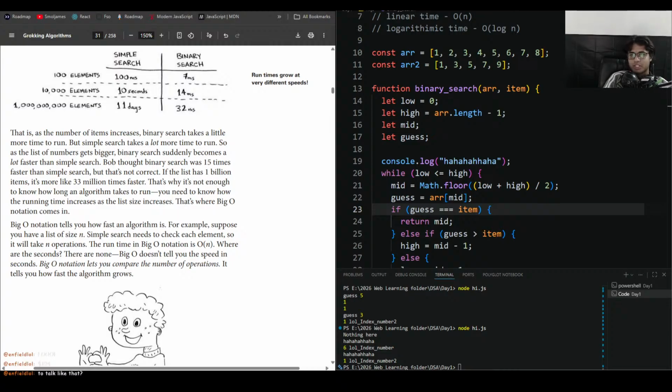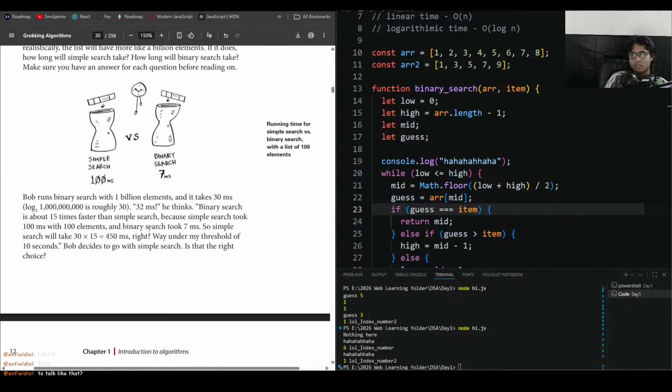Big O notation tells you how fast an algorithm is. For example, suppose simple search will take... Bob runs binary search with 1 billion items. It takes 30 milliseconds, roughly 32. He thinks binary search is 15 times faster. Why did he think it's 15 times faster?